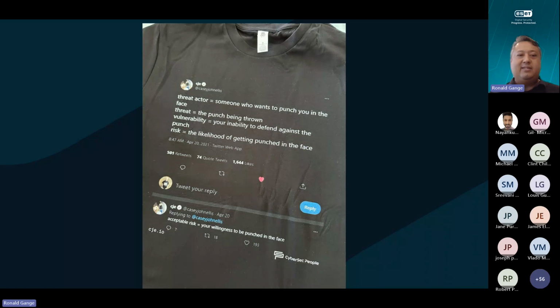A friend of mine on LinkedIn released this way of looking at cyber risk. This is the bar fight taxonomy of cyber risk. Just to have a look at it, what is a threat actor? A threat actor in a bar fight is someone who wants to punch you in the face. The threat is the punch being thrown. The vulnerability is your inability to defend against that punch. Maybe you're facing the wrong direction, or maybe you have slow reflexes. And the risk is the likelihood of getting punched in the face and what that means to you.